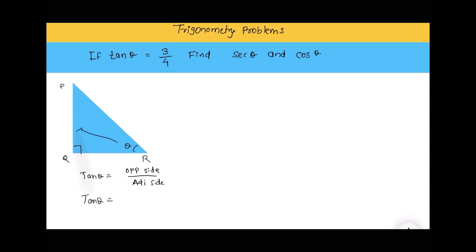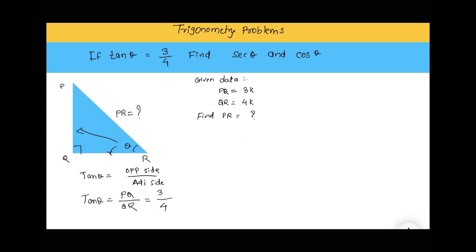Opposite side is PQ, adjacent side QR. Already we have been given the values: PQ is equal to 3K, QR is equal to 4K. We need to find PR.